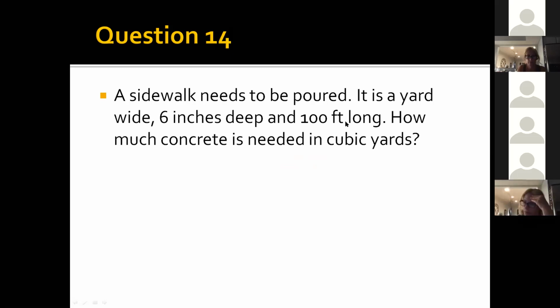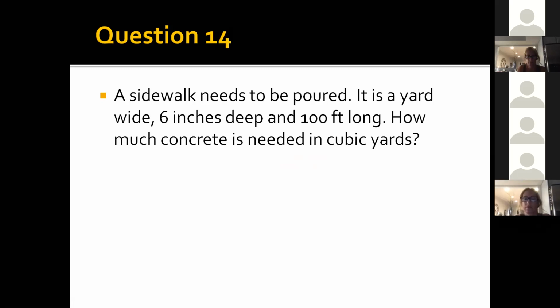Sidewalk needs to be poured. It's a yard wide. What we're doing here is we have to have consistent units, and on the test they're going to check that you know that. We have to have all things in the same measurement. We can do it by yards, by inches, or by feet. I'm suggesting we do it by feet, and I'm going to come back in a minute and do it by yards.